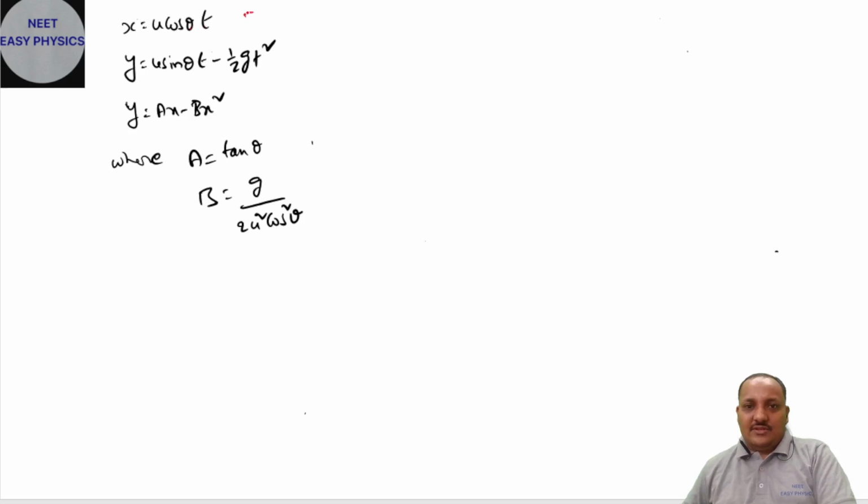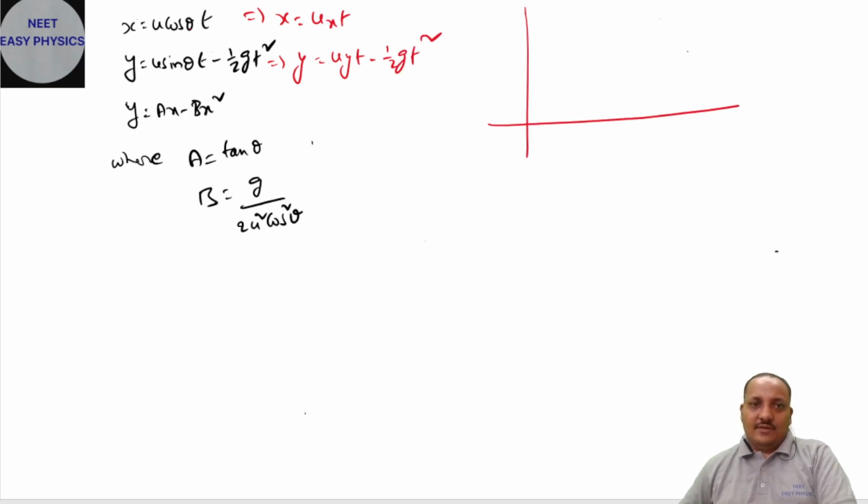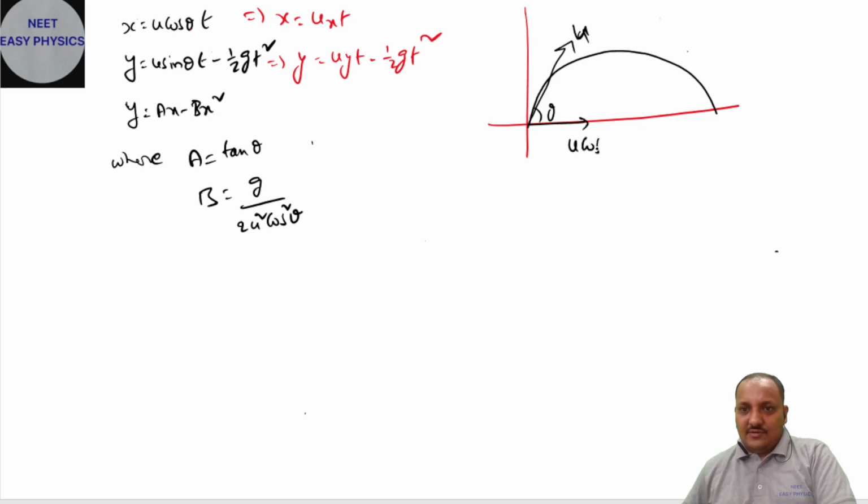Now, this u cos theta, we can write as x equal to uxt. So, y is equal to u sin theta t minus half gt square. So, during this projectile, if you resolve this u into two components, one we got u cos theta, this one only we are saying ux. Another one we got u sin theta, this one only we got uy. So now u sin theta is the vertical component, u cos theta is the horizontal component.